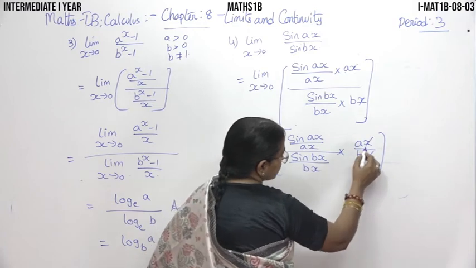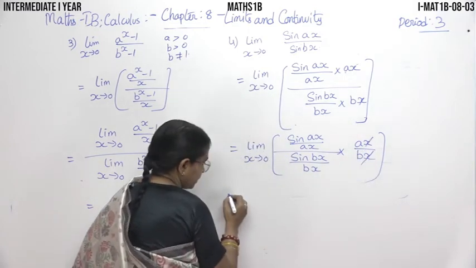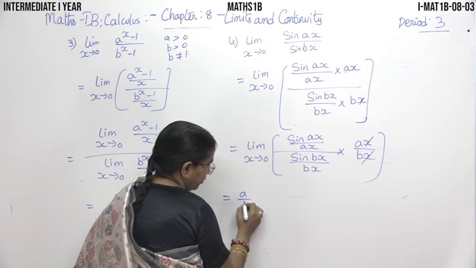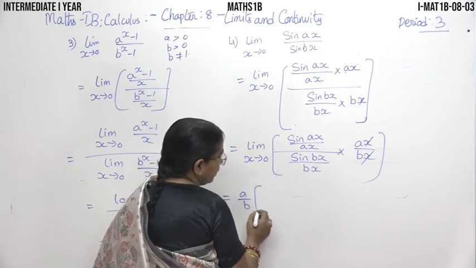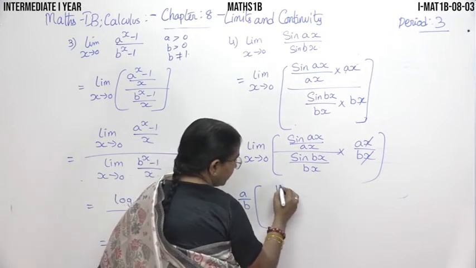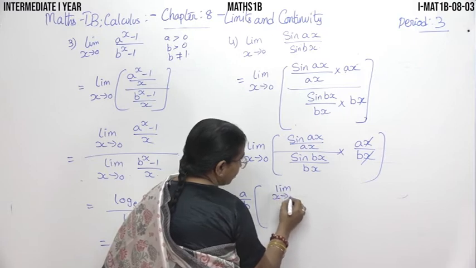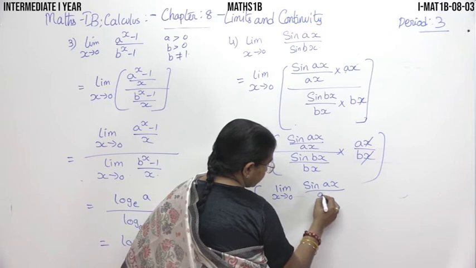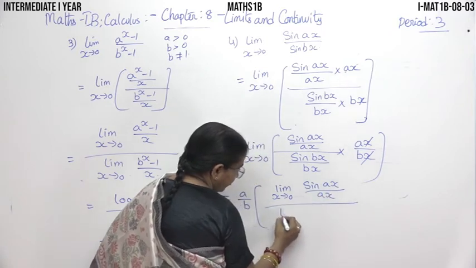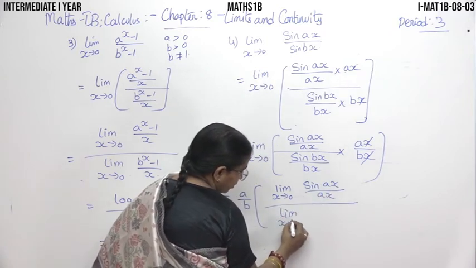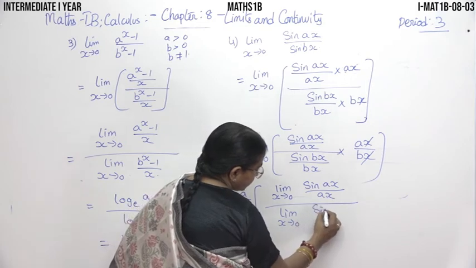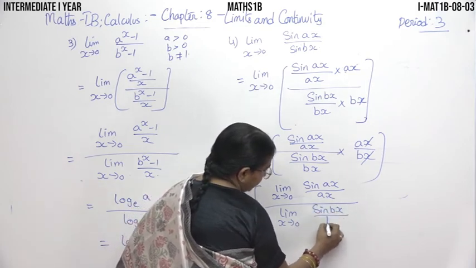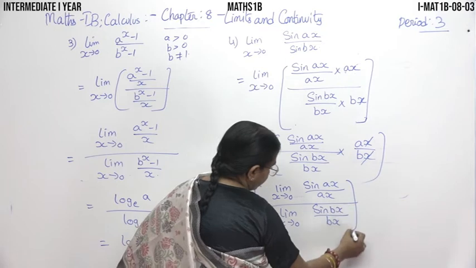So now x gets cancelled. A by b is a constant number, so I can write a by b outside and then write limit x tending to 0 of sin ax by ax, divided by limit x tending to 0 of sin bx by bx. I can write the limit for numerator and denominator separately.